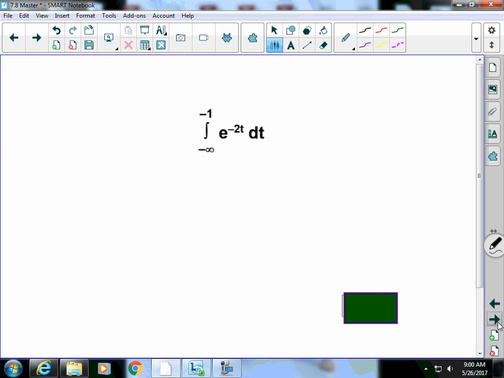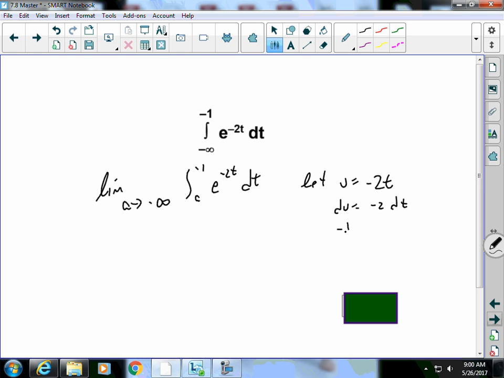So let's get started. I'm going to look at the limit as a approaches negative infinity of the integral from a to negative 1 of e to the minus 2t dt. They use t, I use a, it doesn't matter what I call it. So now I'm going to say let u equal minus 2t. du is equal to minus 2 dt, or minus 1 half du is equal to dt. So I have my substitutions, right?